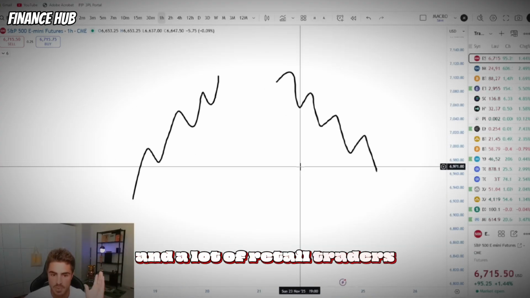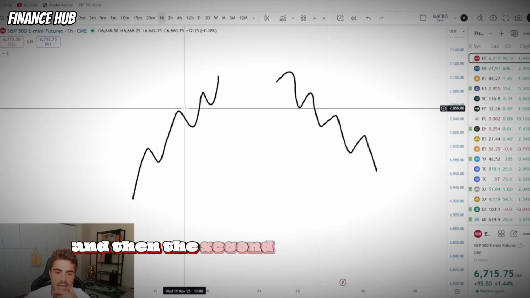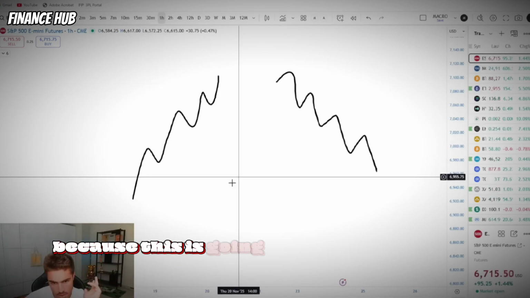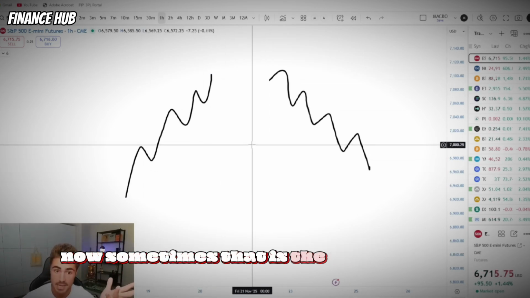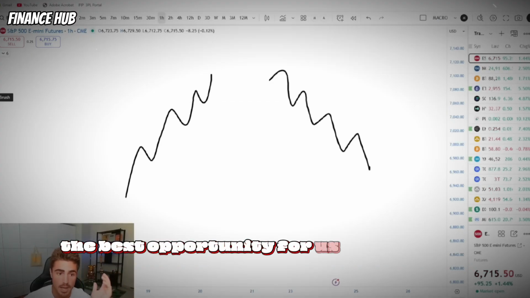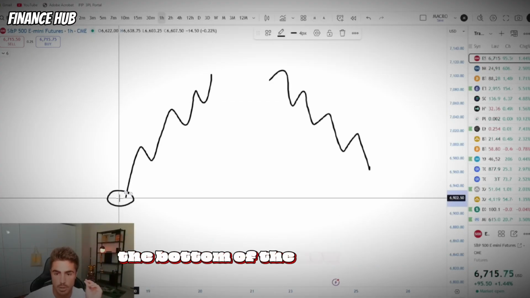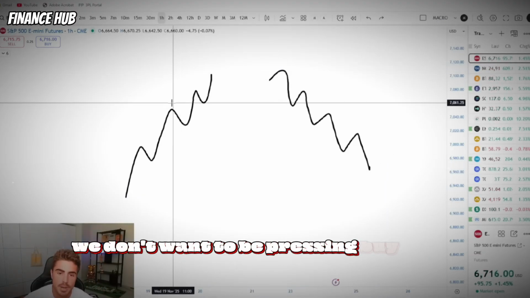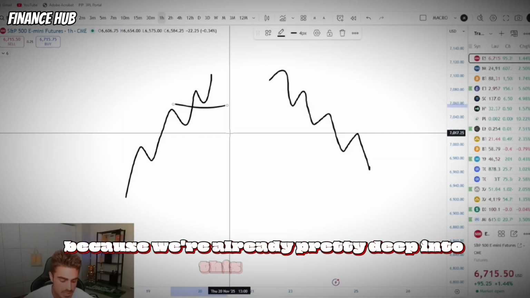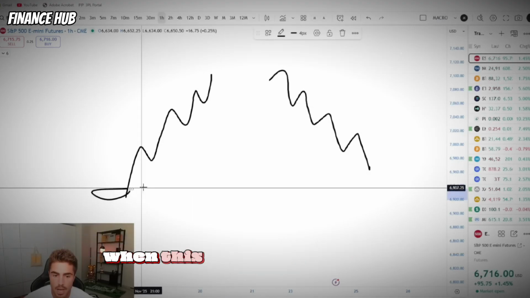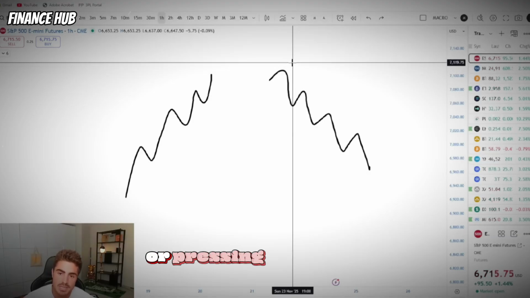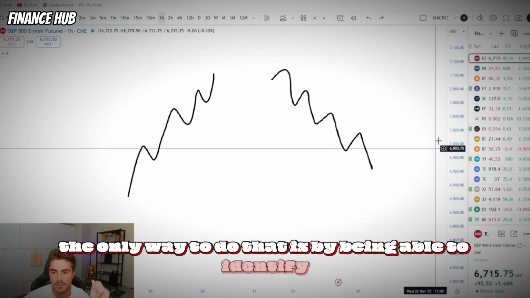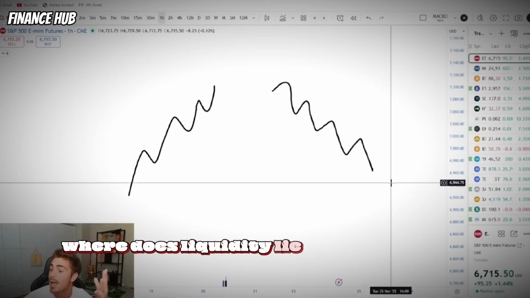Now, this is great in theory, right? And a lot of retail traders, maybe some of you beginners, you see an uptrend, and the second that price pushes above the high, you're like, awesome, that's confirmation. We can press buy because this is going to go to the freaking moon. Now, sometimes that is the case. However, the best opportunity for us is being able to catch the bottom of the new trends and the top of these new trends. So ideally, if we're taking a trade, we don't want to be pressing buy right here because we're already pretty deep into this uptrend. Ideally, we want to be pressing buy down here when this uptrend gets created, and we want to be pressing short or pressing sell up here when this downtrend gets created. And the only way to do that is by being able to identify liquidity. And again, where does liquidity lie? Above highs and below lows.